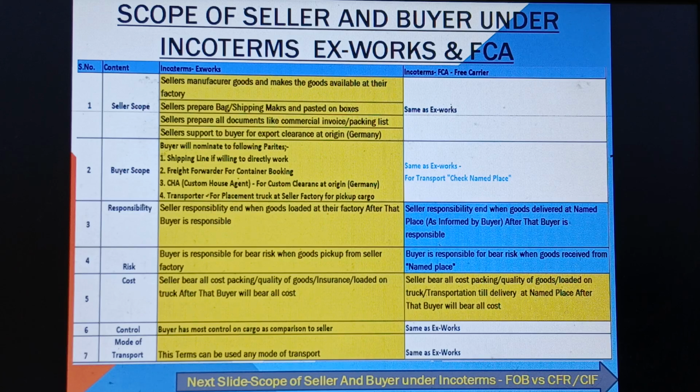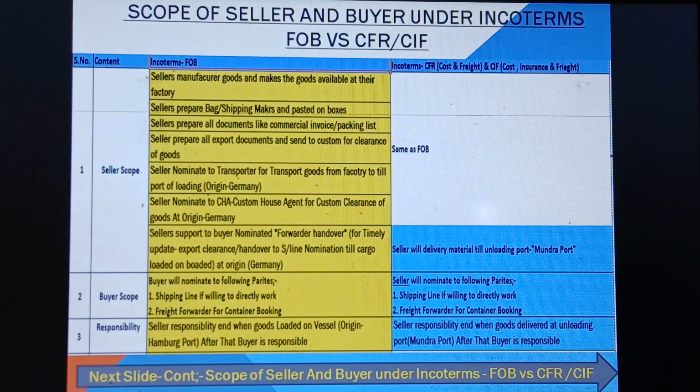Scope of seller and buyer under Incoterms FOB versus CIF and CFR. Number one, the content is the same, but the scope will change. Let us move one by one. Seller scope under FOB, and then we will see CFR and CIF, cost and freight, cost, insurance and freight. So what is the scope of the seller under FOB?